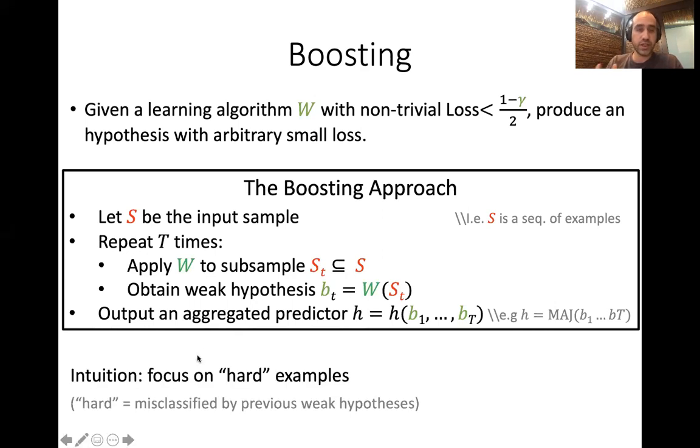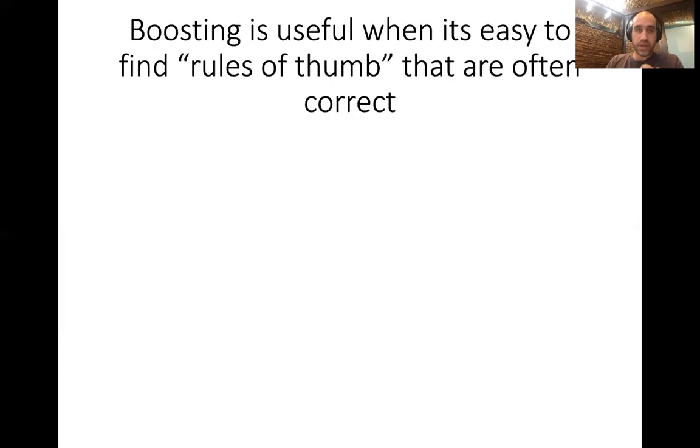And the intuition is that one focuses on hard examples, right? So maybe the first sample S1 that you apply W on will just be a uniformly drawn sample from S. And then the boosting algorithm usually checks where the weak learner made a mistake, where it didn't make a mistake, and then it produces the next sample and so on and so forth. Now this idea is really useful when it's relatively easy to come up with these weak learners, with these rules of thumb, these weak learning rules that give you slightly better than random.